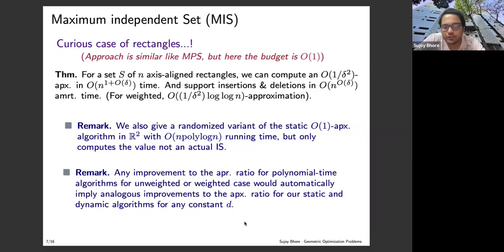And also, similar to the piercing case, any improvement on the approximation factor for any polynomial time algorithm for the weighted or unweighted case will automatically give us faster static and dynamic algorithms for any constant dimension D.